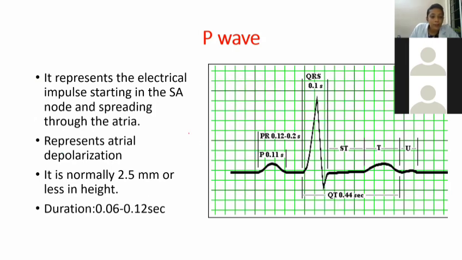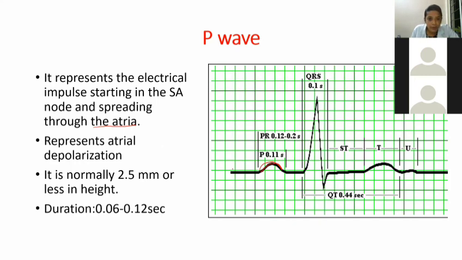So the P wave represents the electrical impulses starting in the sinoatrial node and spreading throughout the atria. When the atria are filled with blood, the sinoatrial node fires. Then the electrical impulse travels to both atria, making them contract. That is known as atrial depolarization, and during this time the P wave is formed.